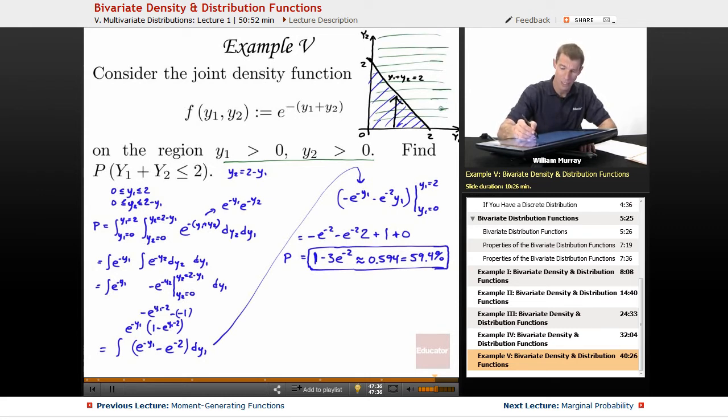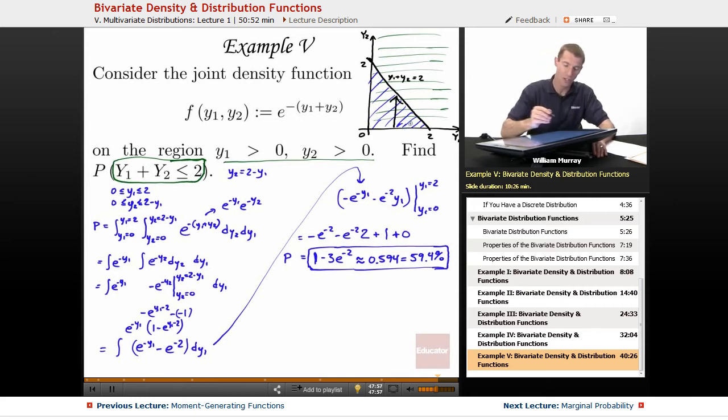We're interested in the region where y1 plus y2 is less than or equal to 2. So I had to graph that part of the region. So that's what this diagonal line is. It's the line y1 plus y2 is equal to 2. And then we wanted all the region less than that. So that's why I colored in this blue triangular region here.